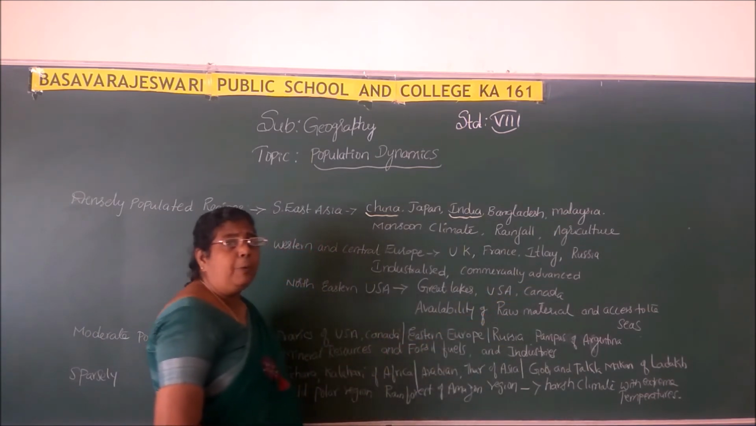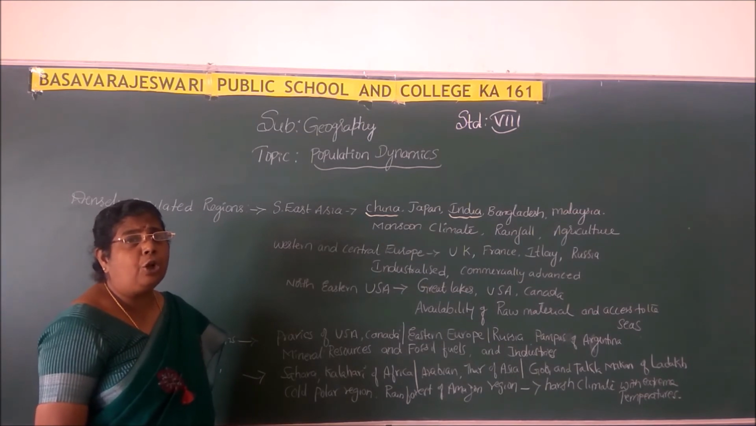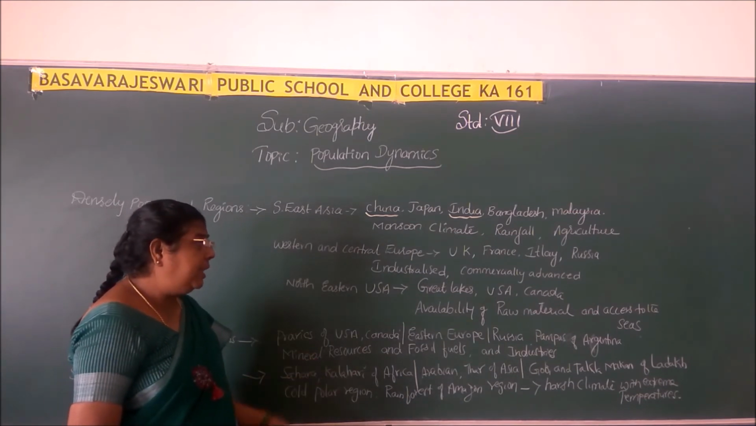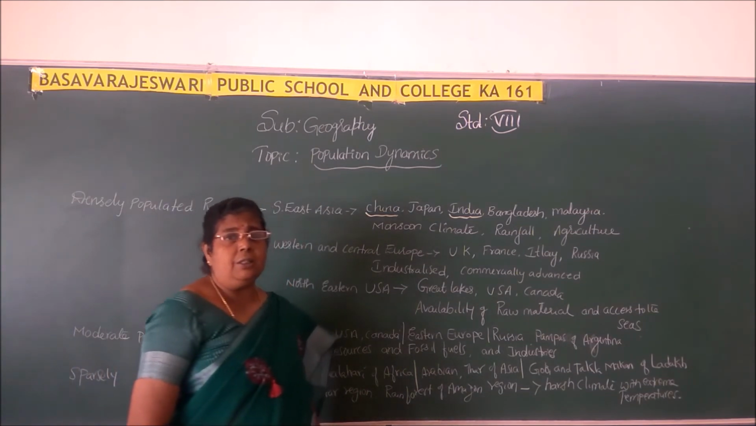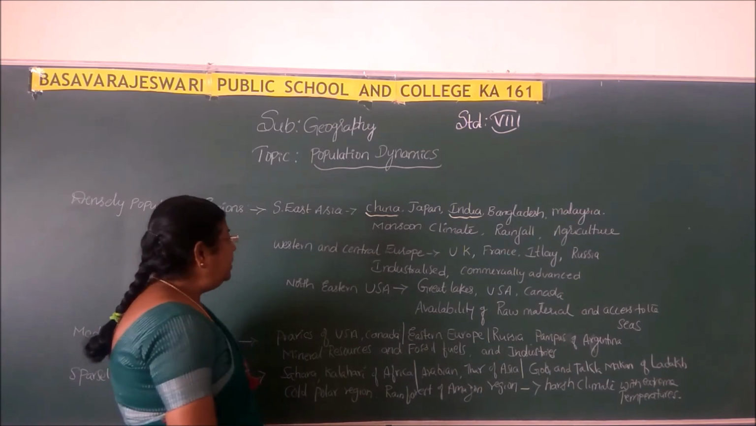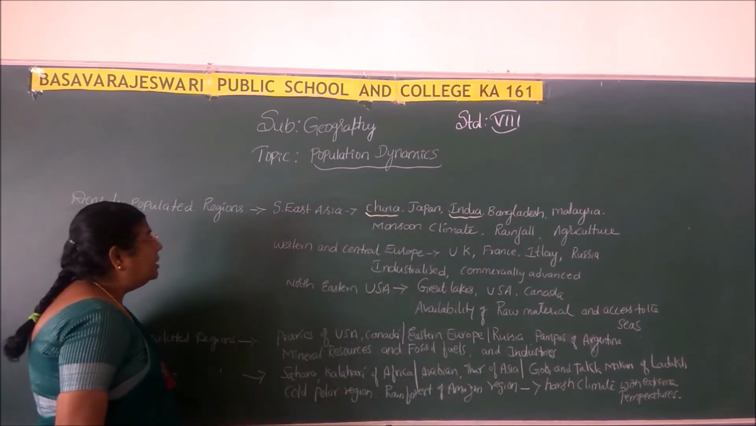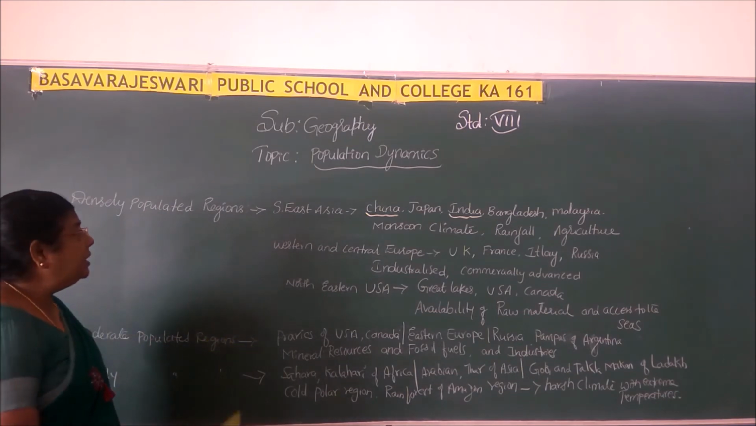So here also the population is more. Why? Because of the availability of raw material, and because the Great Lakes serve as access to the sea, so that import and export will be very easy. So these are some important areas where we find dense population.